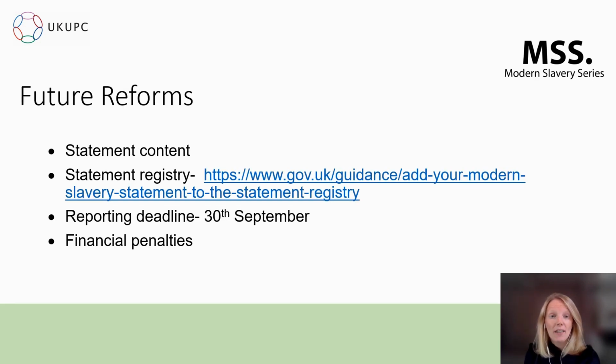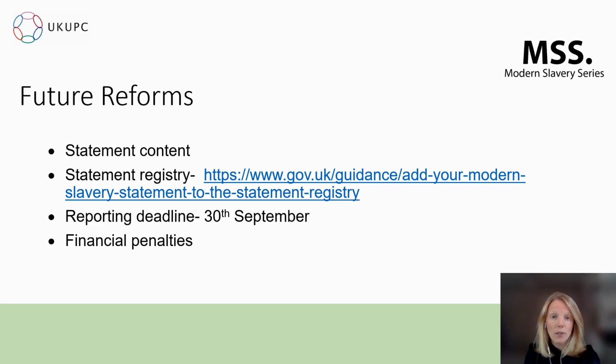In 2020, the government announced plans to strengthen the Modern Slavery Act's transparency legislation. Some of the measures within this reform relevant to businesses are, firstly, mandating the key topics that modern slavery statements must cover and requiring companies to state where no action has been taken under a particular heading.